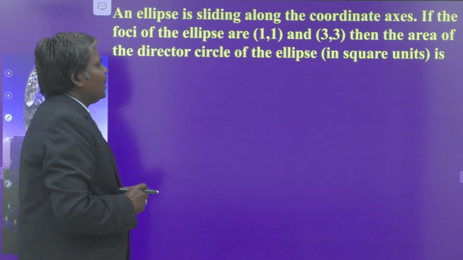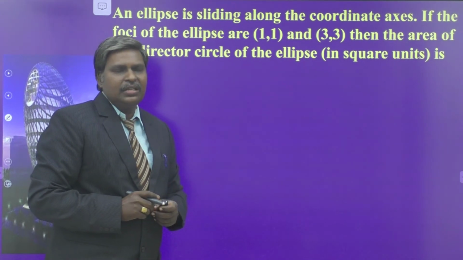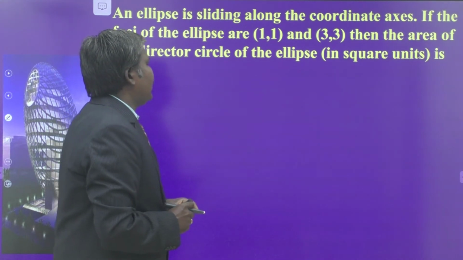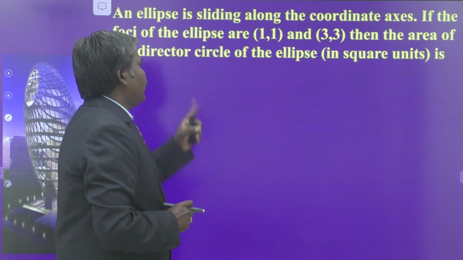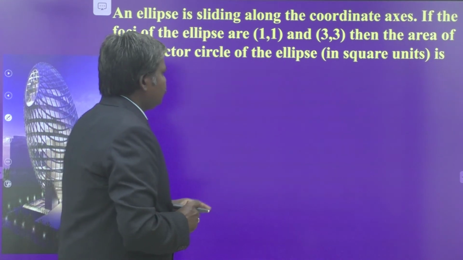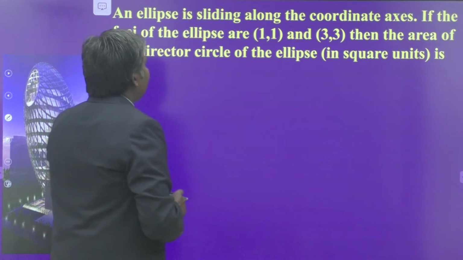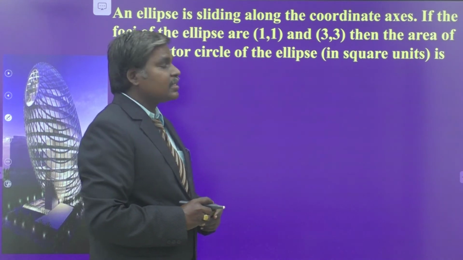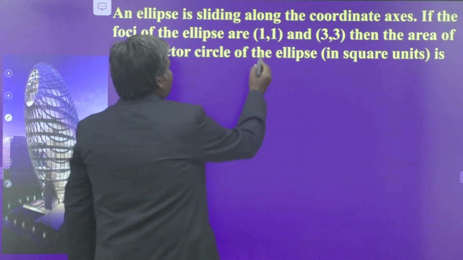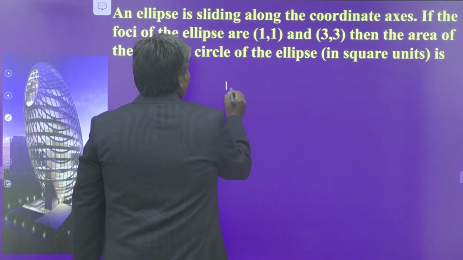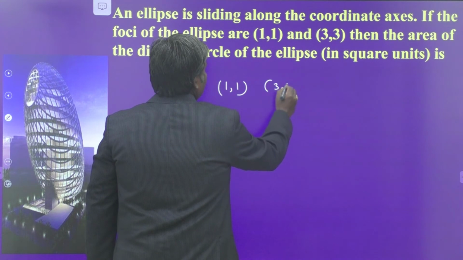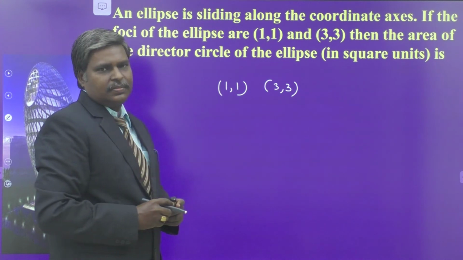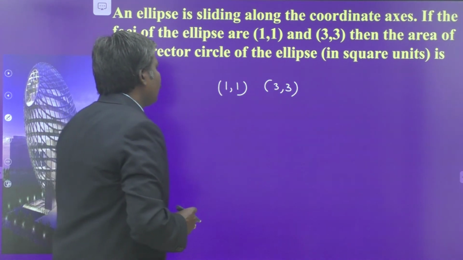This is the question. An ellipse is sliding along the coordinate axis. Some ellipse is there which is sliding along the coordinate axis. If the foci of the ellipse are 1, 1 and 3, 3, then what is the area of the director circle of the ellipse? So, what are its foci? 1, 1 and 3, 3 are the foci of the ellipse. It is sliding along your coordinate axis.